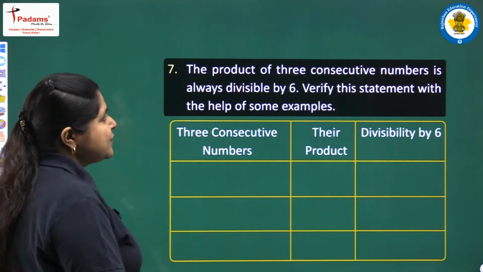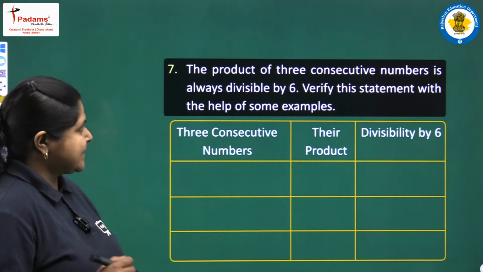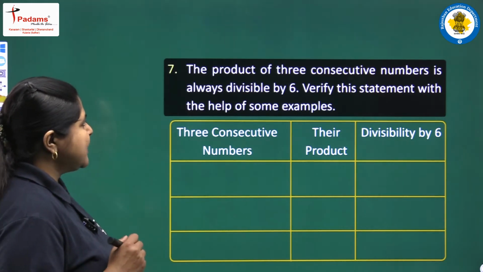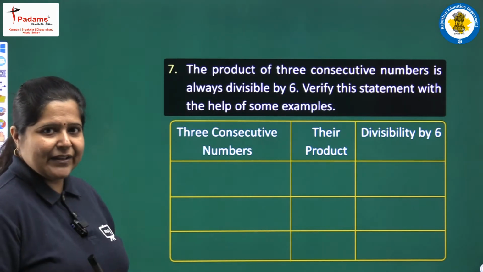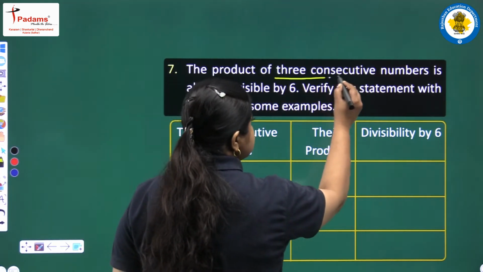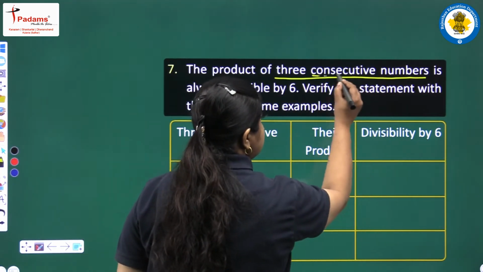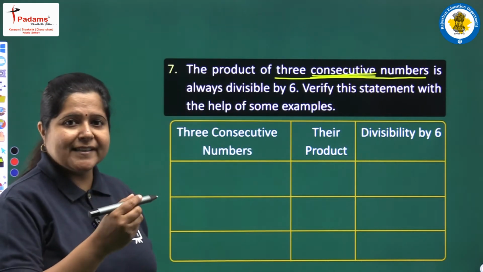The product of three consecutive numbers is always divisible by 6. Verify this statement with the help of some examples. Here one statement has been given and what is it? That the product of three consecutive numbers. What do you mean by consecutive numbers? Numbers coming one after the other.